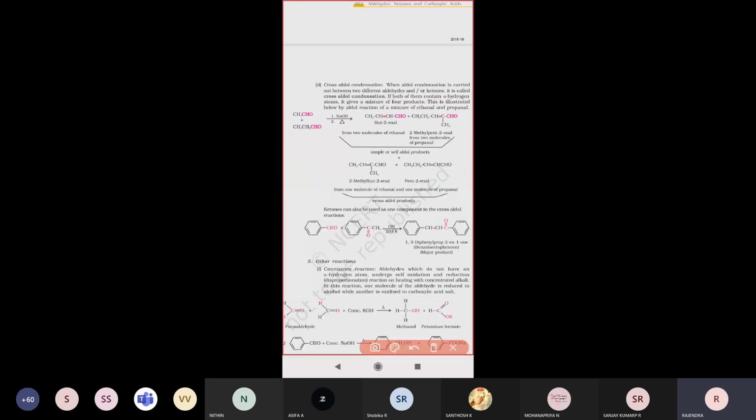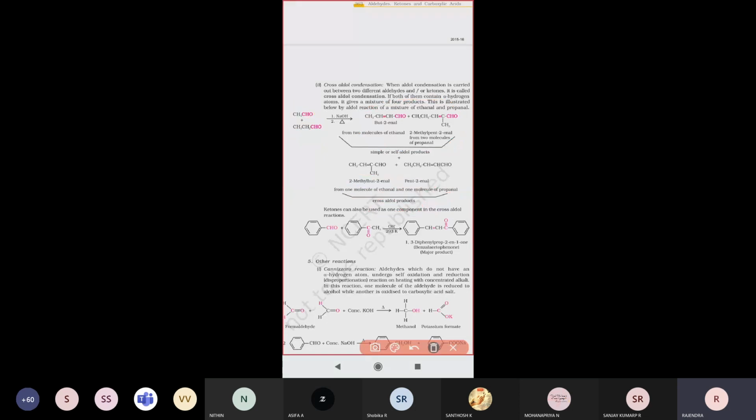So these come from one molecule of ethanal and one molecule of propanal combining. Ethanal is this one, and this is called propanal. So 1 mole of ethanal and 1 mole of propanal combine and form these compounds. Pent-2-en-al and 2-methyl but-2-en-al will be forming, and another two: but-2-en-al and 2-methyl pent-2-en-al.